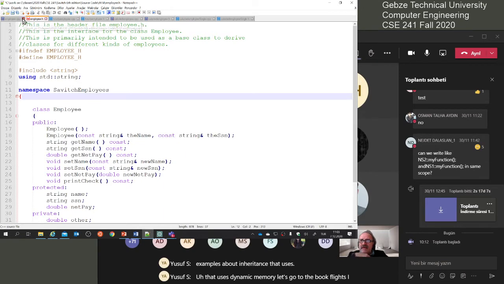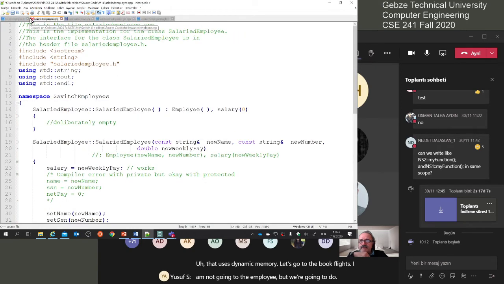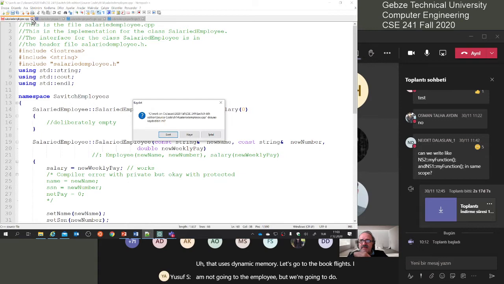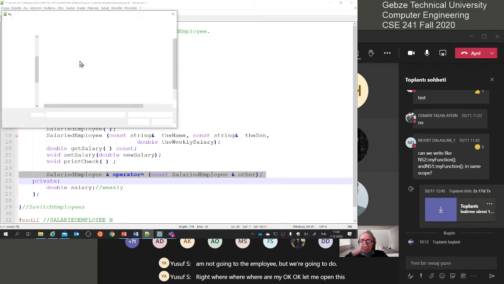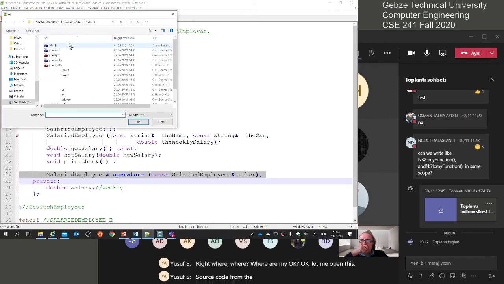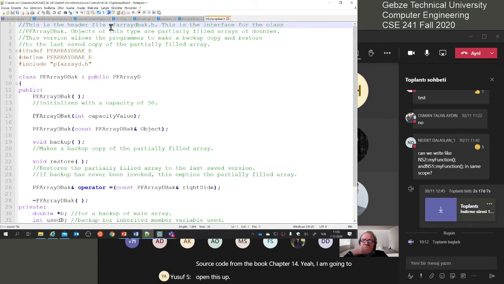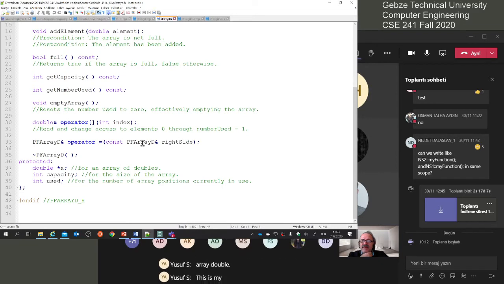I am not going to do the employee, but we are going to do... let me open this source code from the book, chapter 14. Okay, remember our PF array, partially filled array, double. This is my header file for that one.